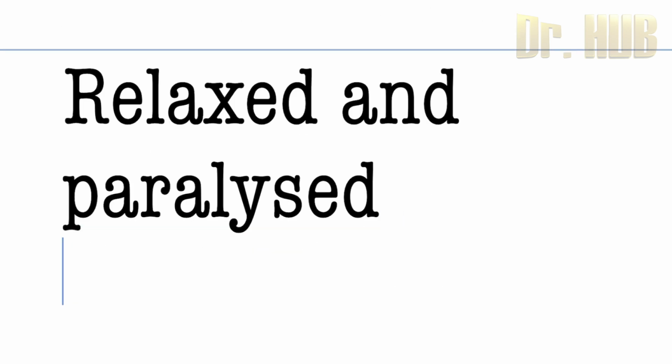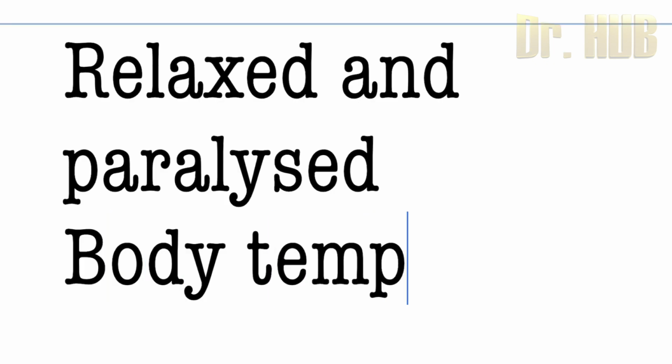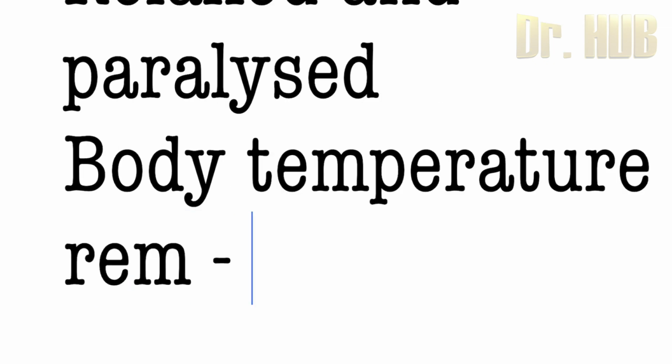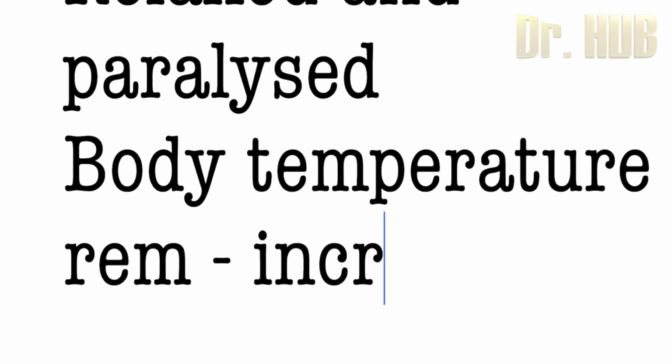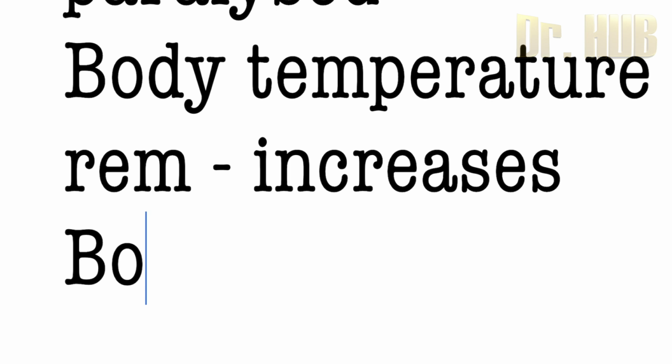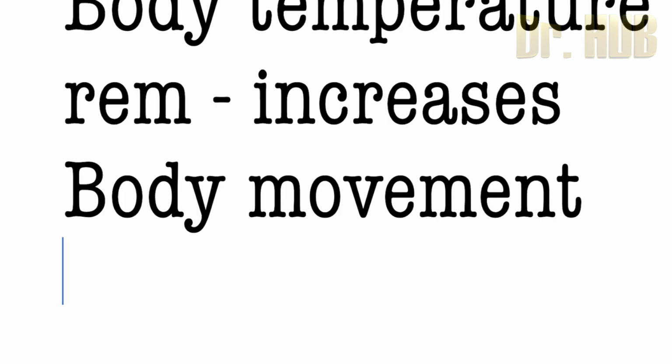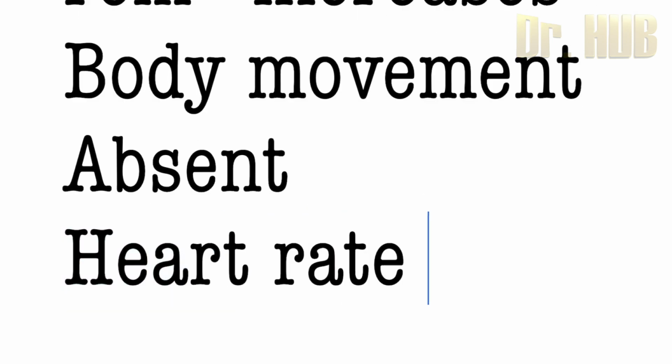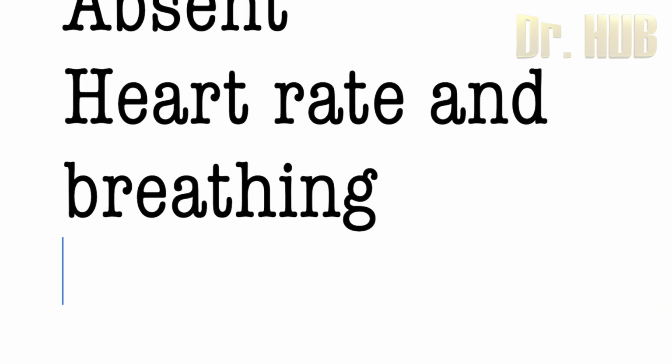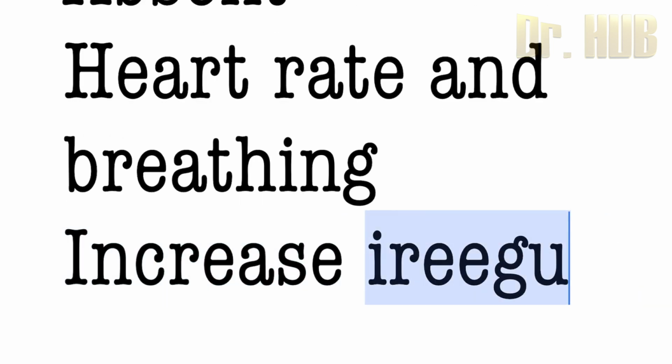The body temperature in REM sleep increases. Now how is the body movement? In REM sleep, the muscle tone is relaxed and paralyzed, the body temperature increases, and the body movement is absent. Looking at the heart rate and the breathing, they increase and are irregular.